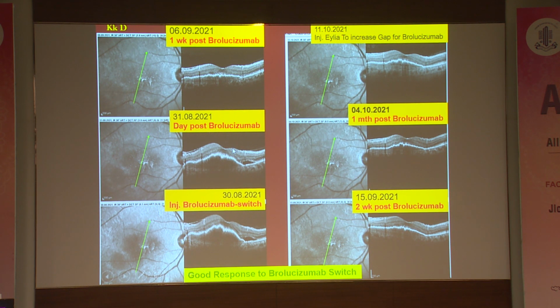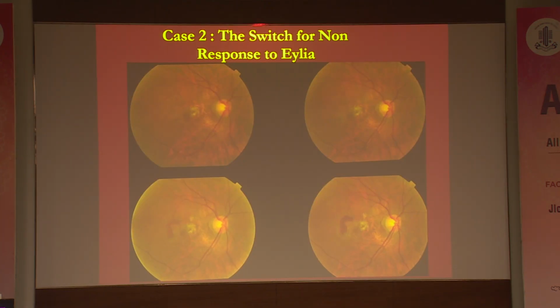So here after 1 week, the RPED went off, the SRF went off, and then at 1 month it was gone. By that time there were results showing that if you give brolucizumab too frequently, the chances of complications goes up. So I didn't want to give it at monthly intervals. After 1 month, I actually gave him an Eylea. And after I gave the Eylea, he decided to go to Bengaluru, and he's come back now, and he's got another injection recently. Now, this was a great response.